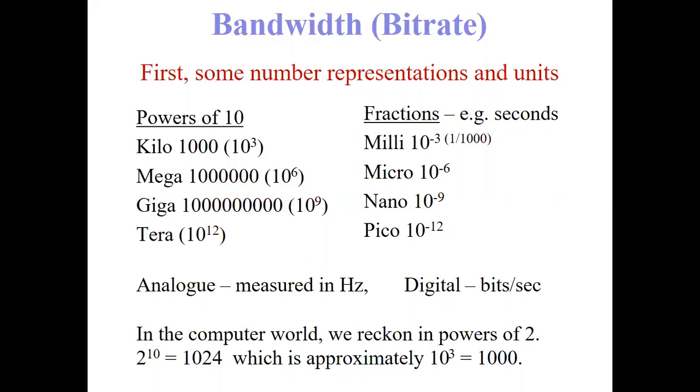So kilo, it's in milliseconds. Mega, it's in microseconds. Giga, it's in nanoseconds. Then tera, it's a picosecond. So a terabyte will be faster than a gigabyte.